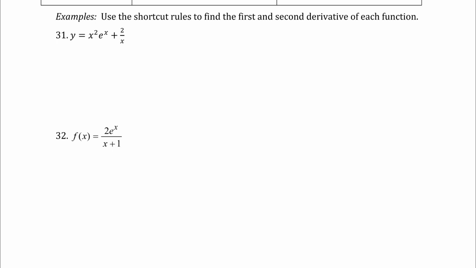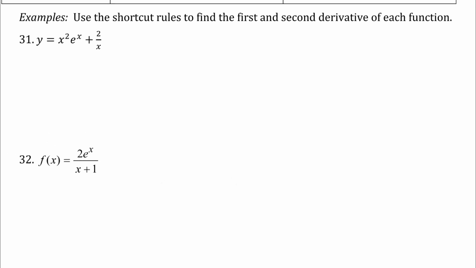We're going to use some shortcut rules to find the first and second derivative of each function. All right, so we already know how to find derivatives. It's just a matter of implementing the rules that we already know and finding the first derivative, and then the derivative of that would be our second derivative. So this is a good time to kind of reflect back on the rules that we know and think about how to attack these sorts of problems that might have multiple rules involved.